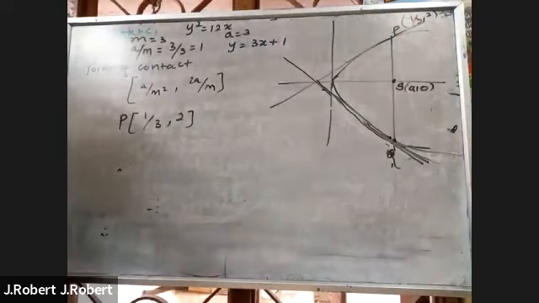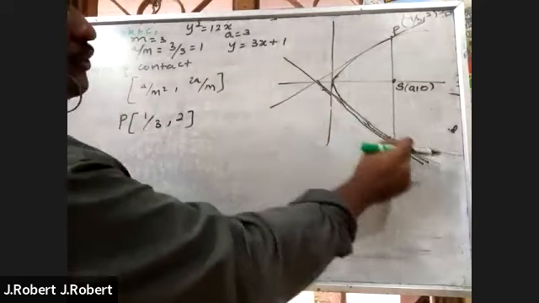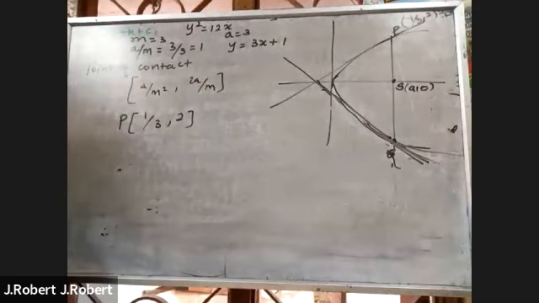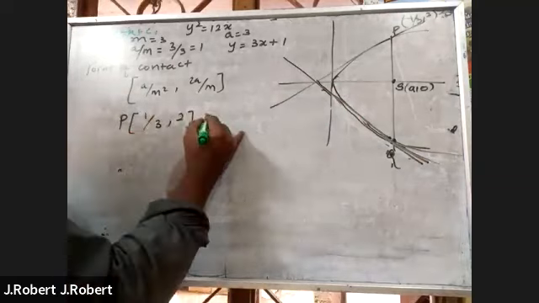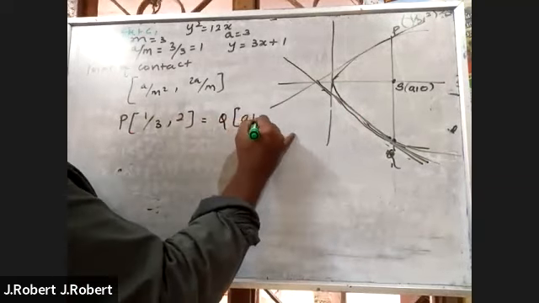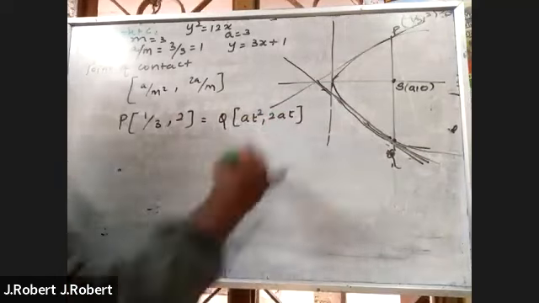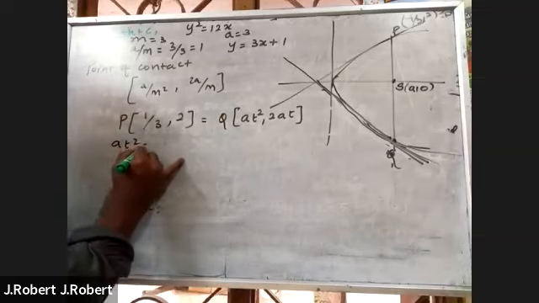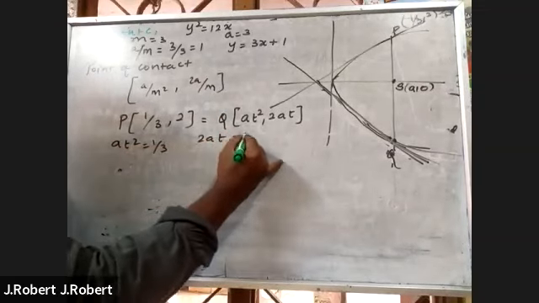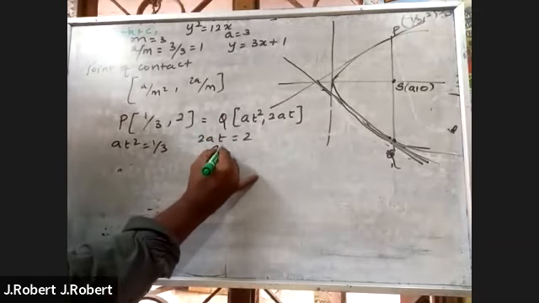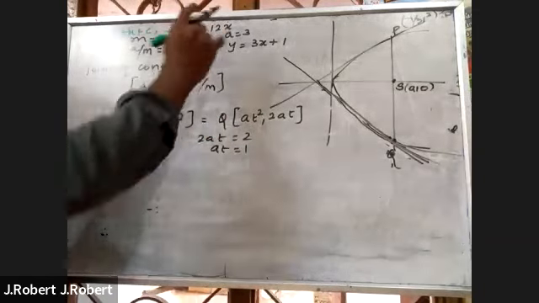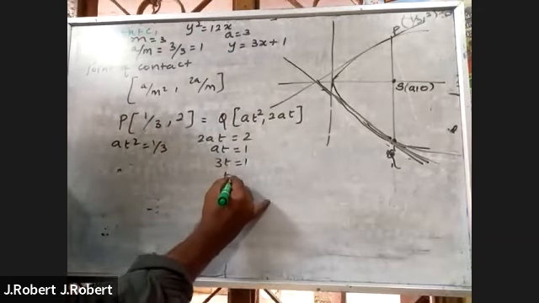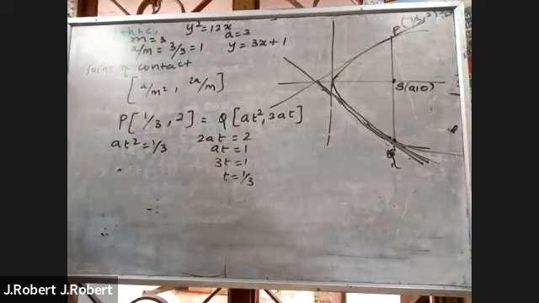Now what we have to do is find the equation of tangent for this one. That will be the required equation of tangent. You just compare this with Q. Q is at square, comma 2at. So your at square is equal to 1 by 3 and your 2at is equal to 2. So at is equal to 1. But we know that a is equal to 3, so 3t is equal to 1, and t is equal to 1 by 3.